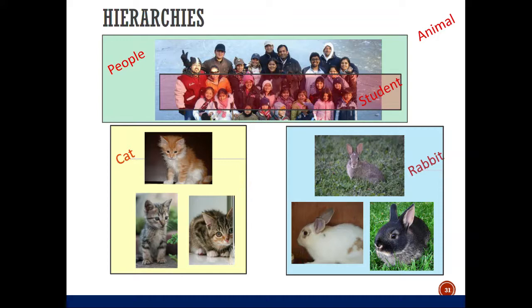In this part, we will be discussing the concept of hierarchy in classes and the concept of class inheritance. So for example, we can define a general class, for example, of people, and then within that class define a subclass which is student. Similarly, we can define a general class called animal, and then based on that define some subclasses called cat and rabbit.